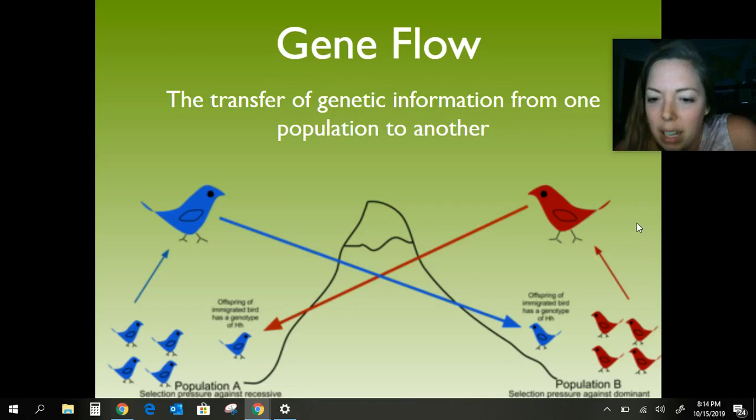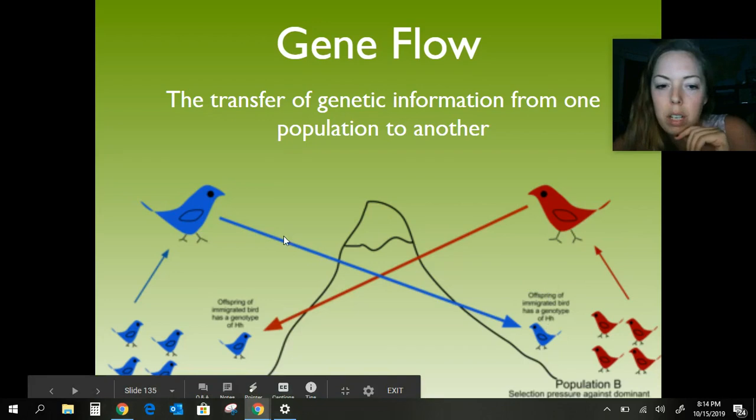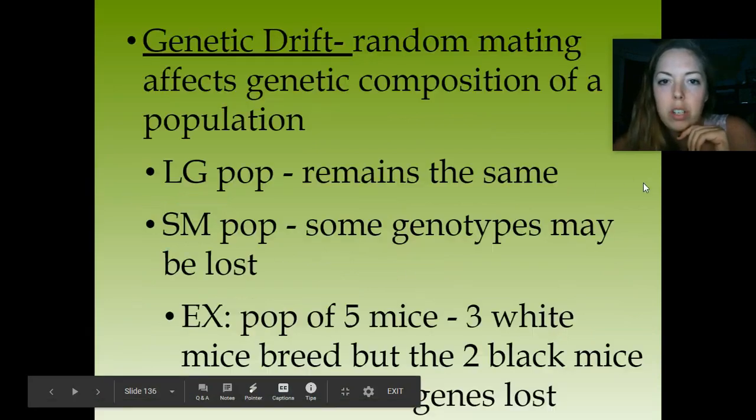And you can see that the red bird from the red population and the blue bird from the blue population are transferring genetic information. So you're getting a little bit of genetic diversity here with them doing that. So here we go. That's gene flow.